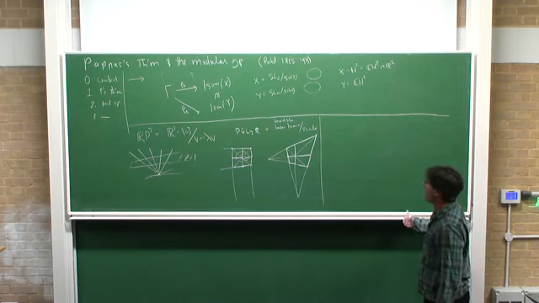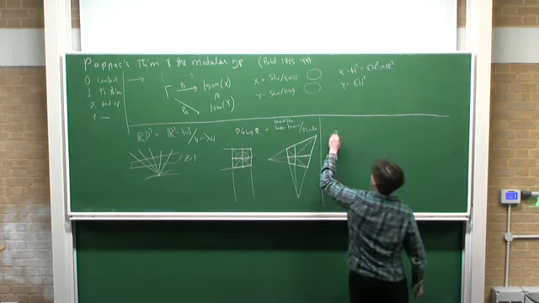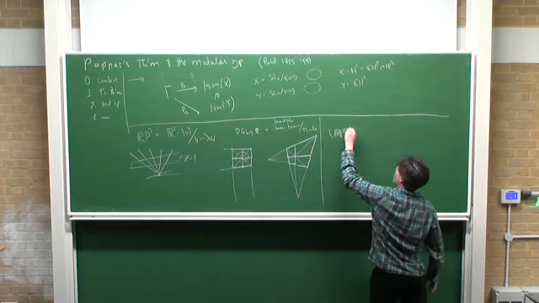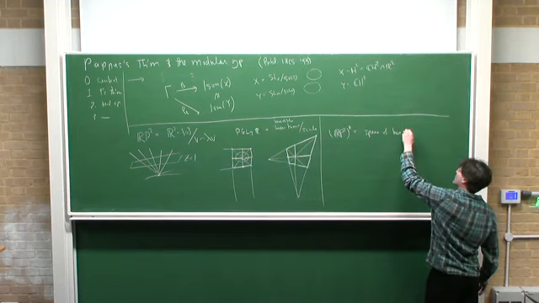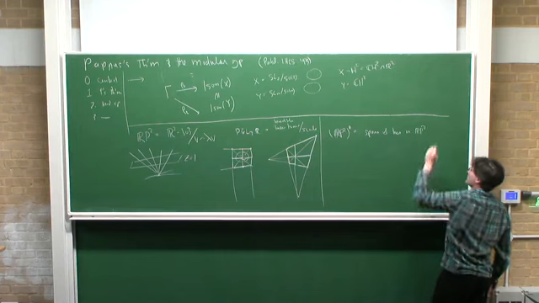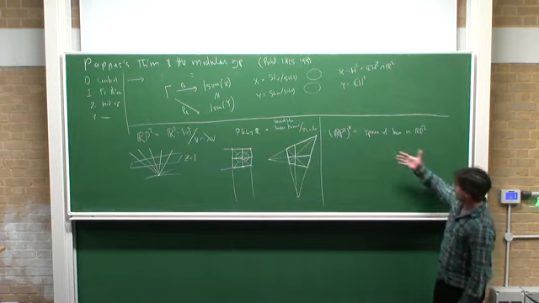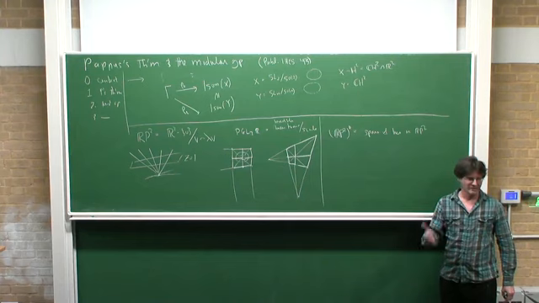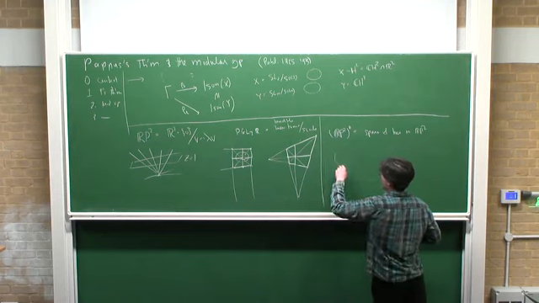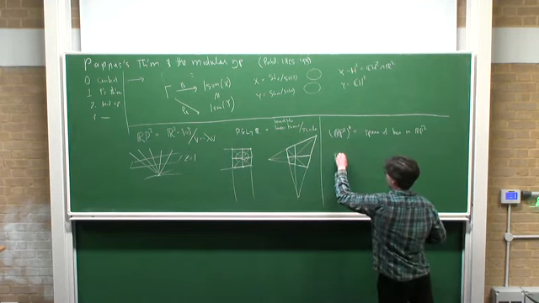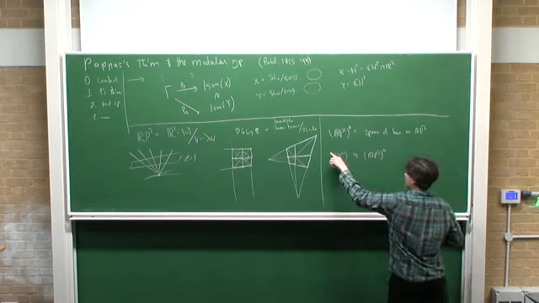There's another space, which is just RP2 dual. This is the space of lines in RP2. In other words, you could think of it as a space of planes through the origin in R3. And there are certainly some special maps from RP2 to RP2 dual.